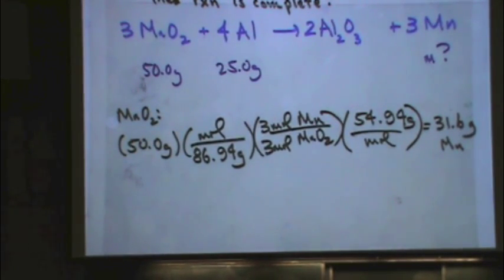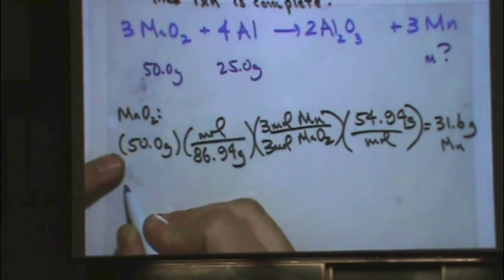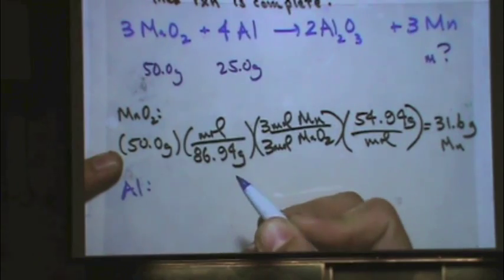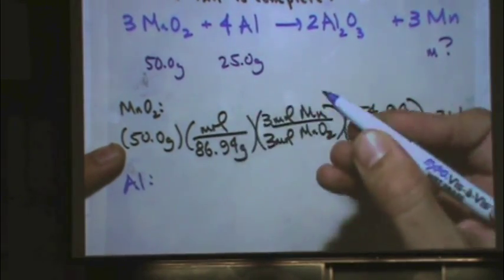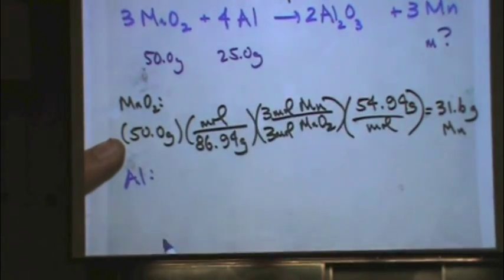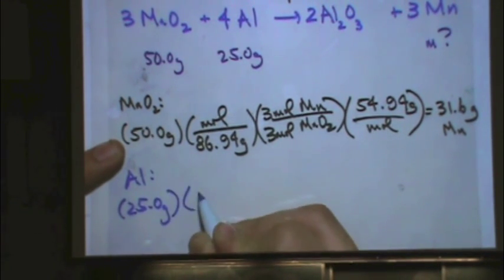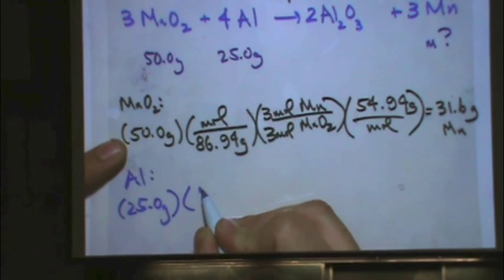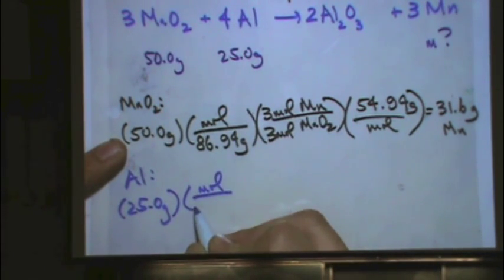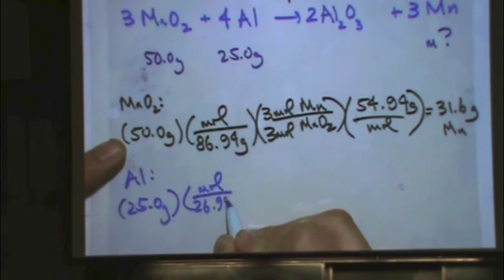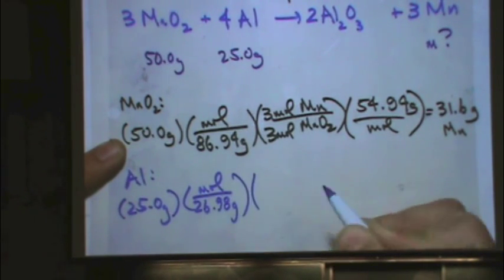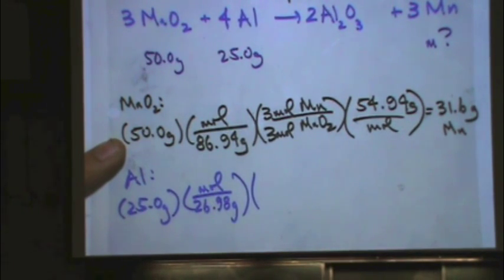Now I'm going to get a different color pen out and do the other one identically to what I just did. And I'm going to do this for aluminum. Okay, my other reagent that has information leading to moles. This is 25 grams. I first convert that to moles. From the periodic table is 26.98 grams per mole of aluminum. So I have moles of aluminum.